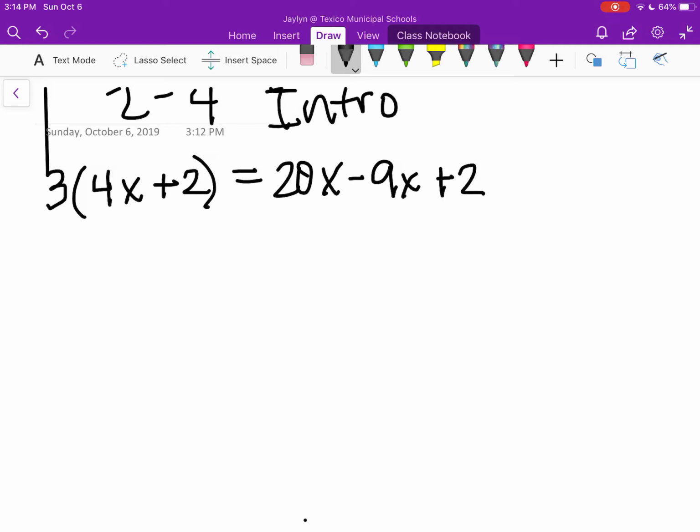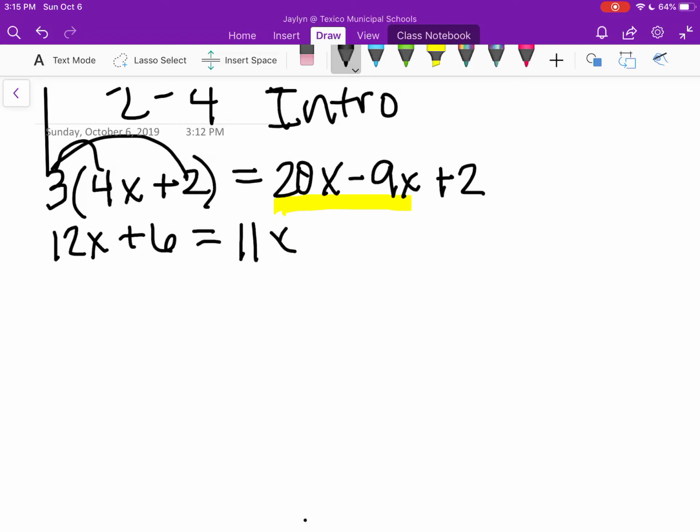plus 2. The first thing that I need to take care of is this distributive property on the left side. So I'm going to distribute 3 times 4x and I get 12x, and 3 times 2 is 6, equals. Now then remember over here, I need to combine these like terms first. So 20x minus 9x gives me 11x plus 2.